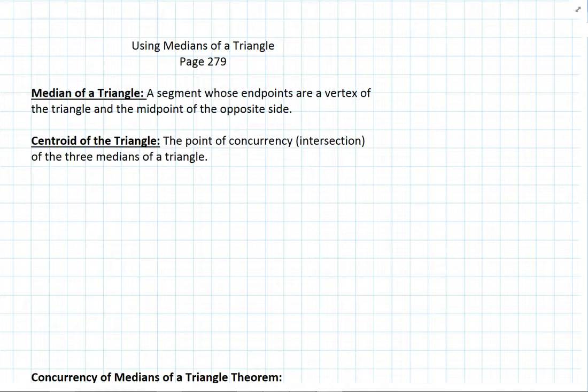Alrighty, so we are talking about using medians of a triangle. We've been talking a lot the last week about bisections, bisecting sides, bisecting angles, and where those bisectors meet, we call the point of concurrency. So today we're going to talk about another bisection called the median. The median is a segment whose endpoints are a vertex of the triangle and the midpoint of the opposite side.